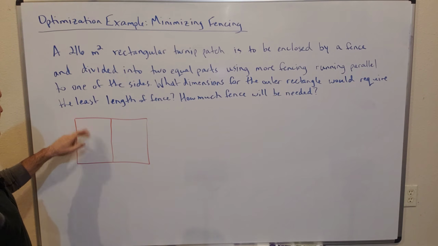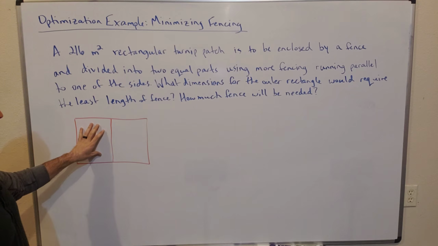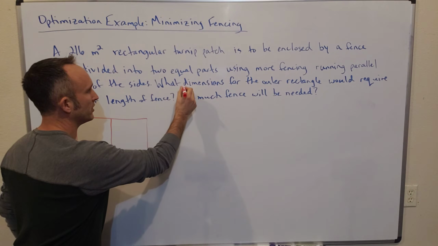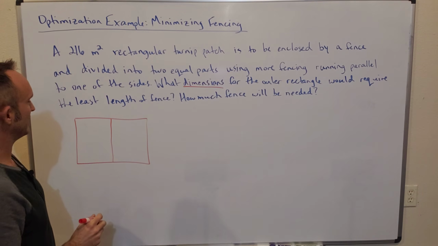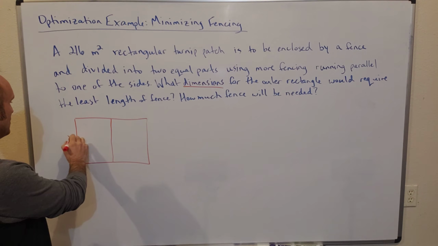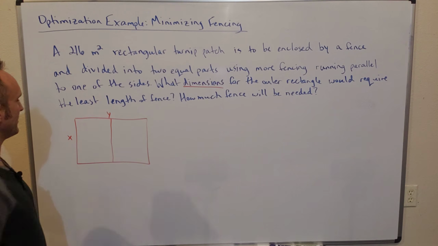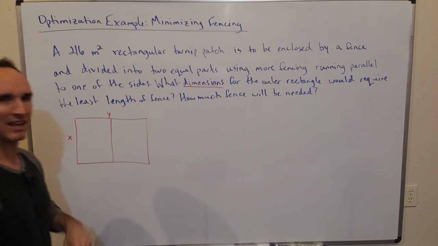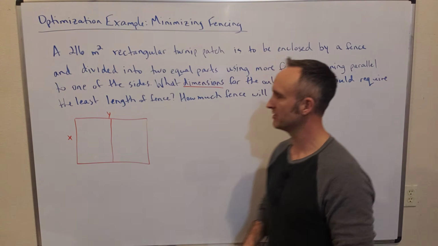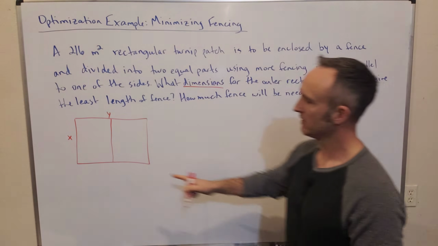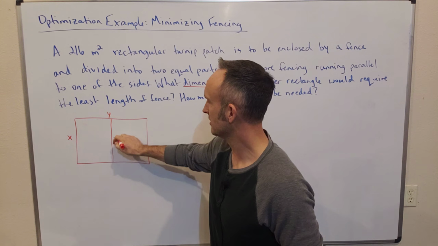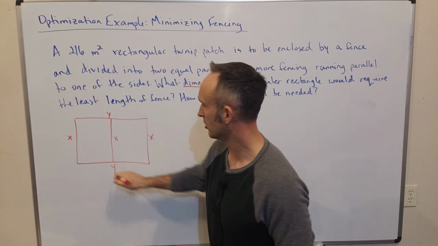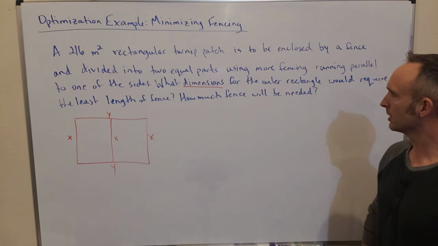Now, we've got this picture. We have to identify some unknowns, and in this question, we have to identify variables. We're asked for the dimensions of the outer rectangle, so we might call this dimension x and this dimension y, okay? So x could be this width and y could be that length of the rectangle. And of course, if this length is x, then this length is x and this length is x. And if the top length is y, then the bottom length is also y, okay?